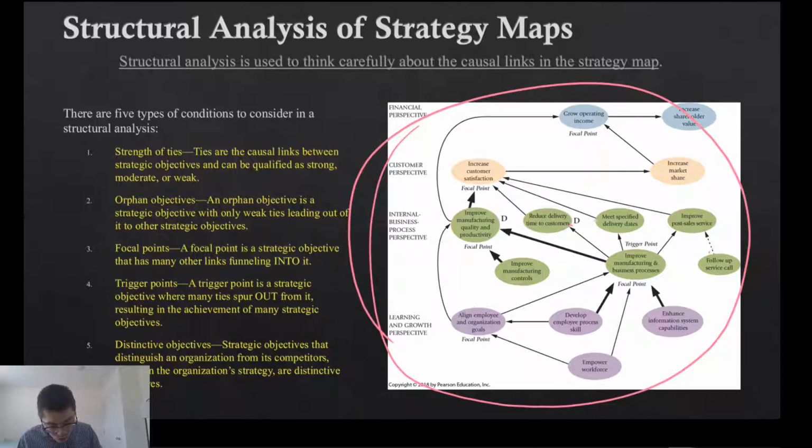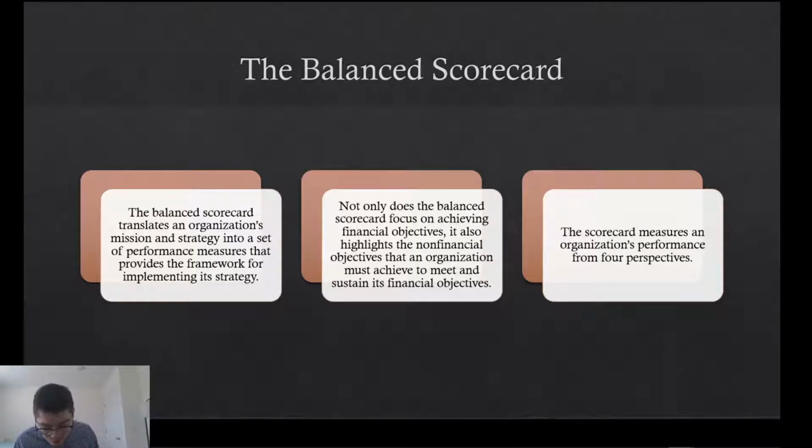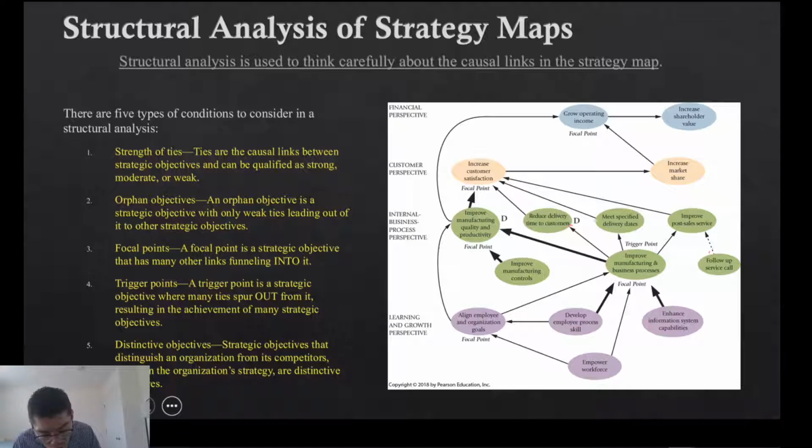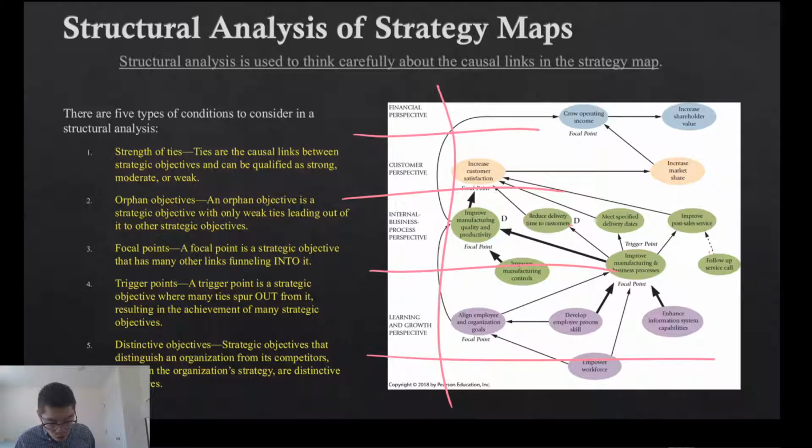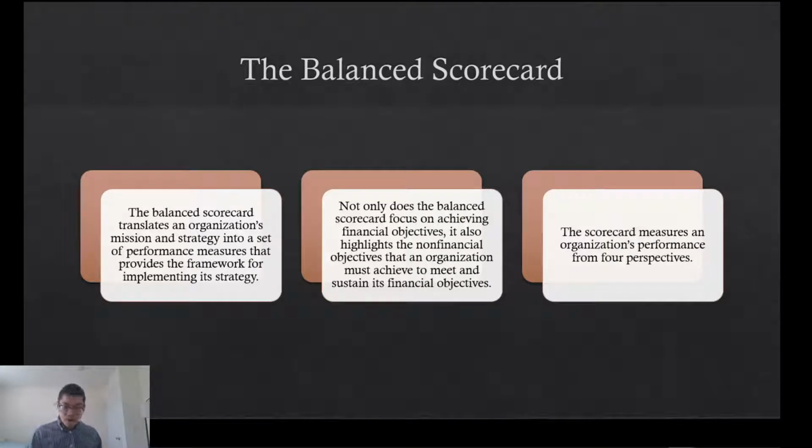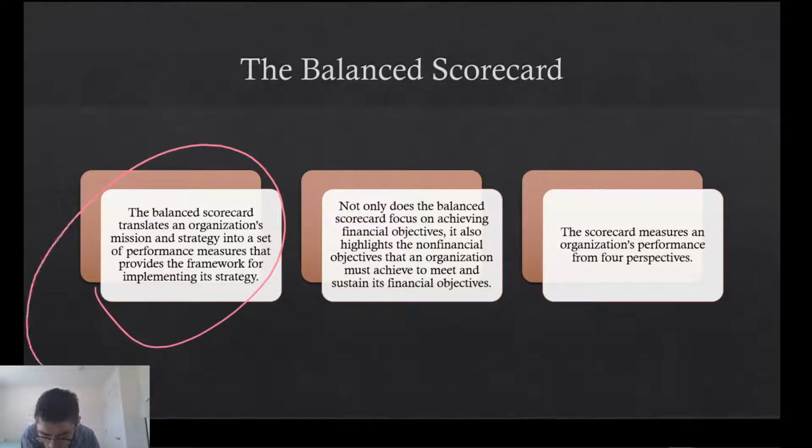So these strategies are also based on the balanced scorecard. Why is that? The balanced scorecard translates an organization's mission and strategy into a set of performance measures that provides the framework for implementing its strategies. How we implement our strategies. The balanced scorecard is an easy way to help us implement strategies.